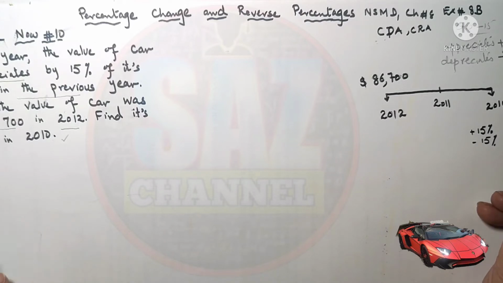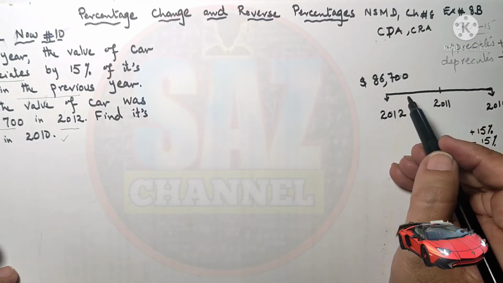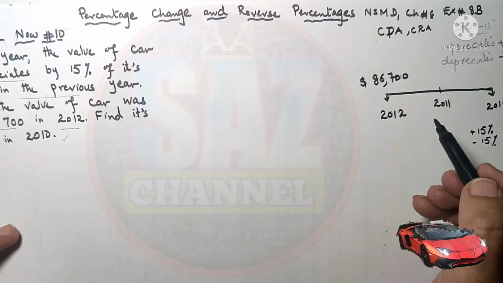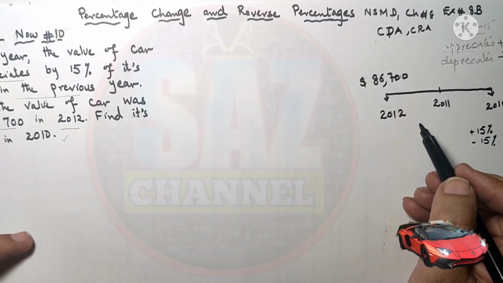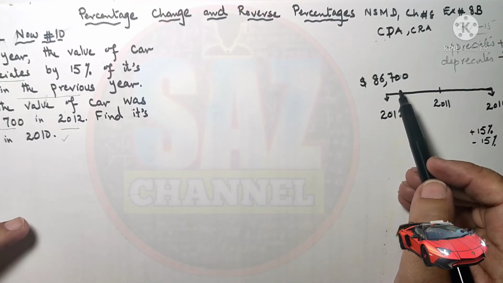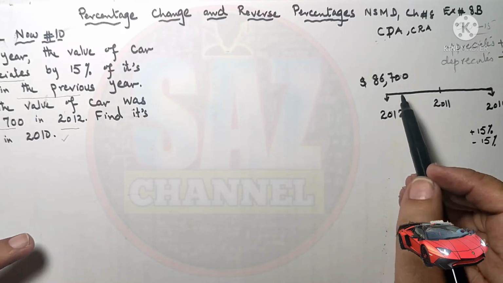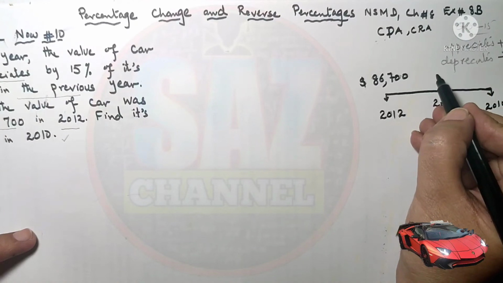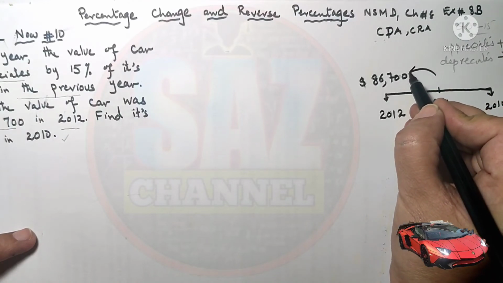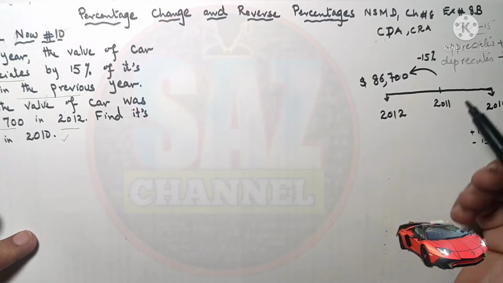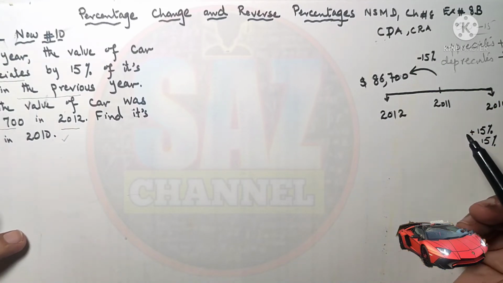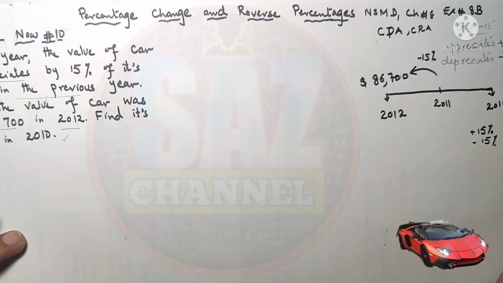About the decrease of 15%. Now the problem is that this 15% decrease is of what year? The 2012's value is a 15% decrease. 15% decrease of which year? That is 2011's.